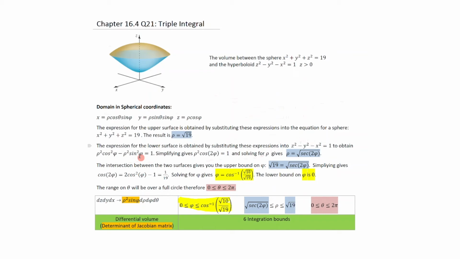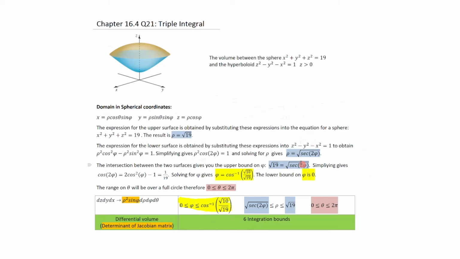And so this can be simplified using a trig identity. Cos squared minus sine squared is cosine 2 phi. And if we then solve for rho, we get rho equal to the square root of secant 2 phi, because one goes into the denominator and 1 over cos is sec. The intersection between the two surfaces gives you the upper bound on phi.